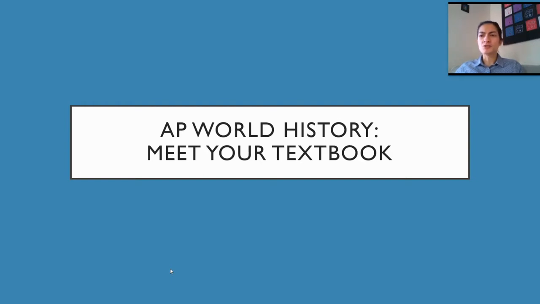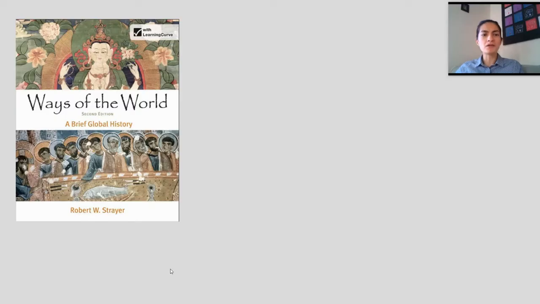About trying to introduce you to your textbook, which I think will be one of your three best friends this year, so too bad for your third best friend. You're going at some point in hopefully the near future to be issued by the school a copy of Ways of the World, A Brief Global History by Robert Strayer.